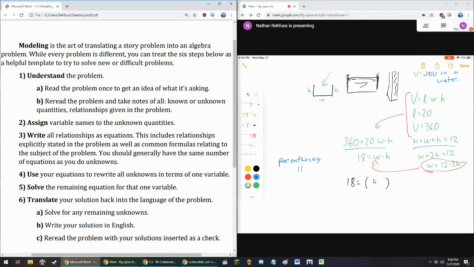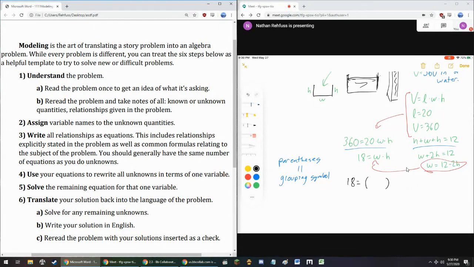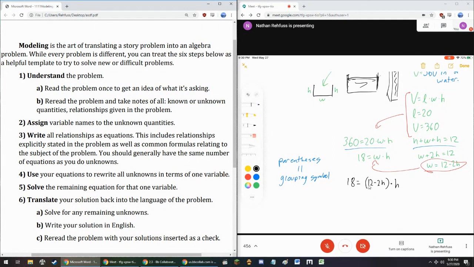as a grouping symbol. That's important enough to write down. Parentheses are how I say, I want this entire expression to all be multiplied by h. So h is multiplied by the whole thing, not just by one part. That's what parentheses do in algebra. That's their main function. So I'll put in this expression. And now this entire thing is going to be multiplied by h.